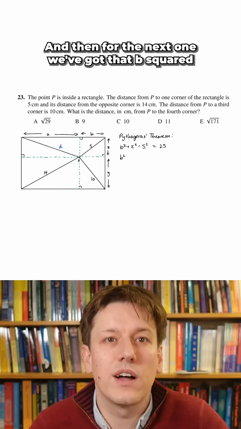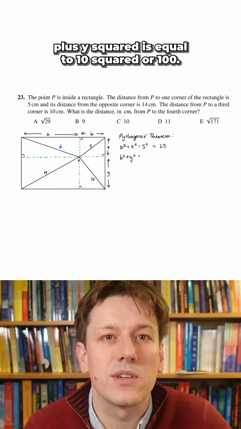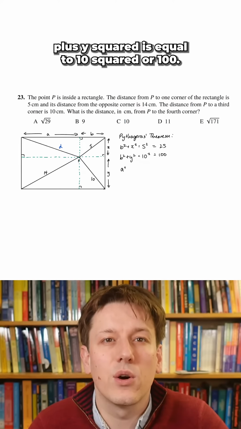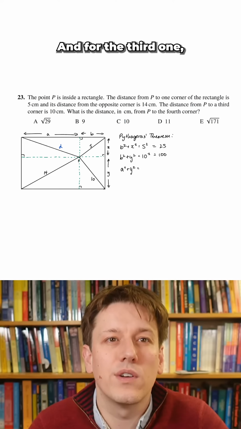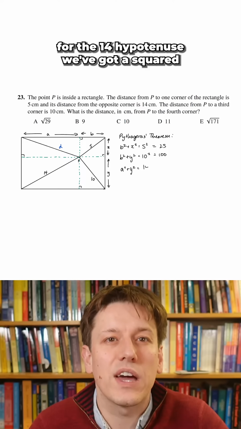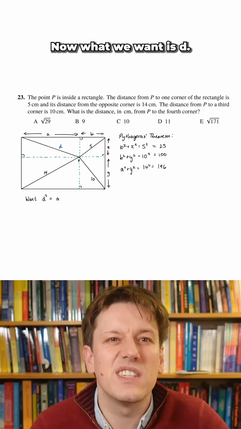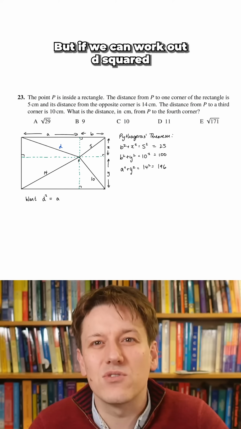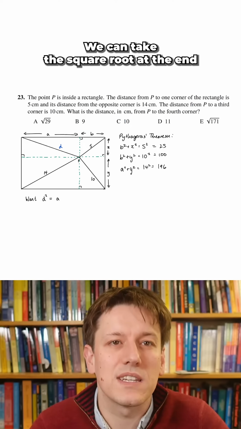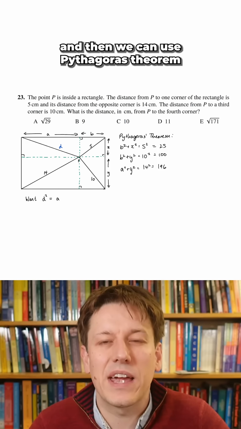And then for the next one, we've got that B squared plus Y squared is equal to 10 squared, or 100. And for the third one, for the 14 hypotenuse, we've got A squared plus Y squared is 14 squared, which is 196. Now what we want is D, but if we can work out D squared, that will be just as good. We can take the square root at the end.